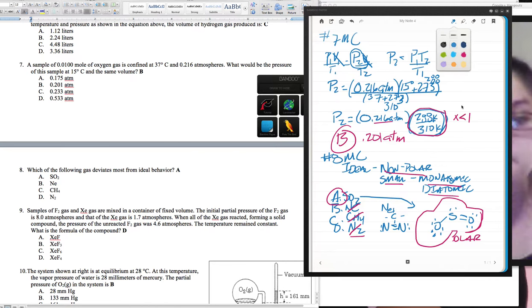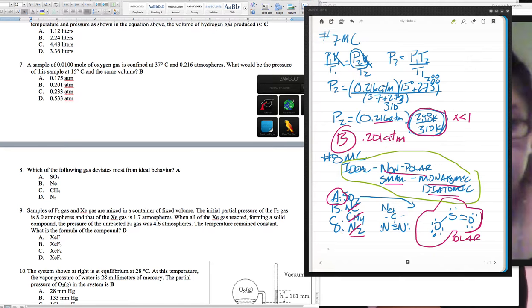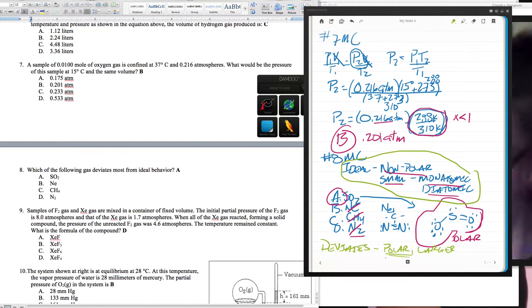The main thing is try to remember all this information here, that the ideal is like this. So if it deviates, the reason that it deviates is because it's polar. Sometimes it's larger. Of what you circled. Right. But just remember that the whole thing with polar, that's like the big reason. That really is what causes gases to not behave ideally. Okay. All right. So now let me go and address number 9.